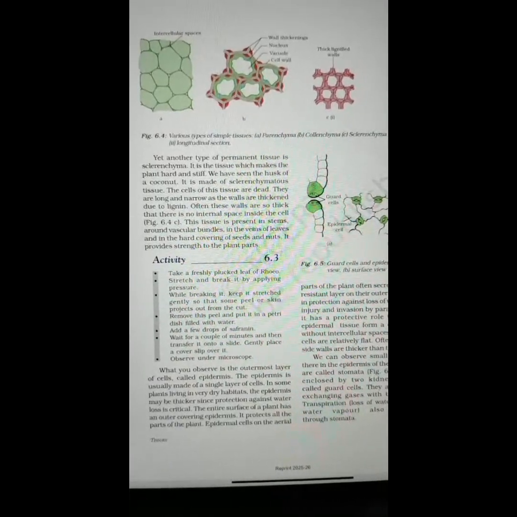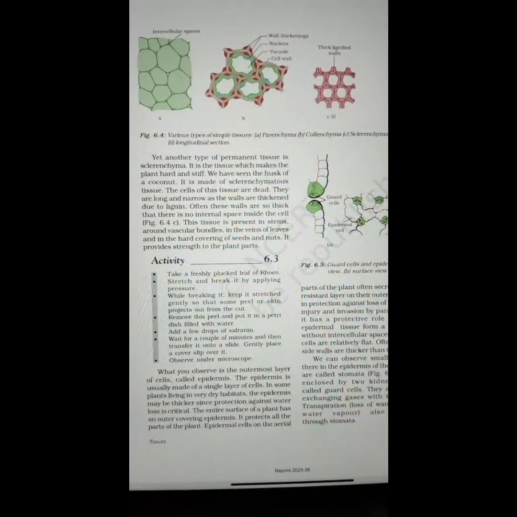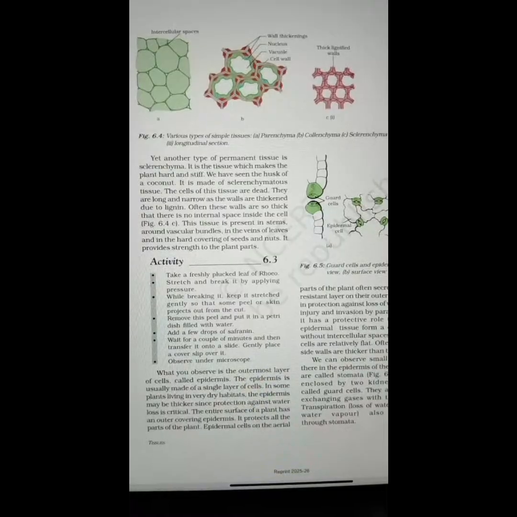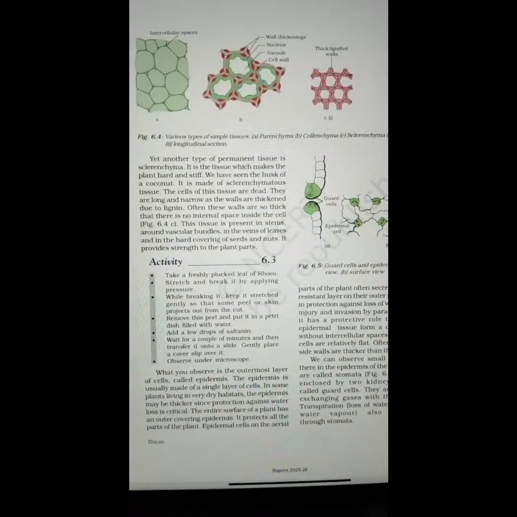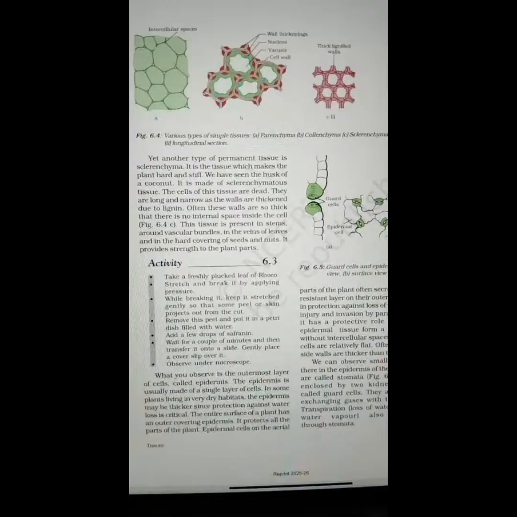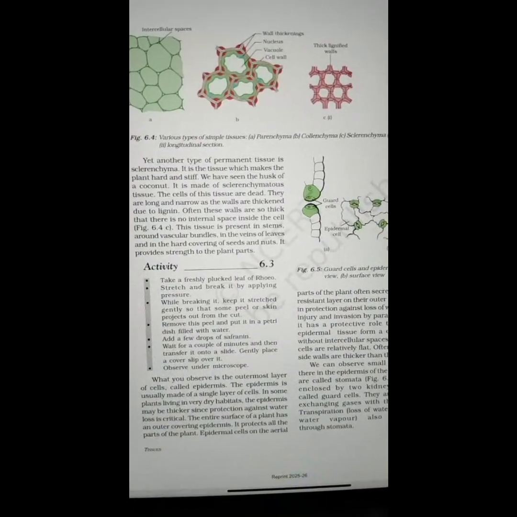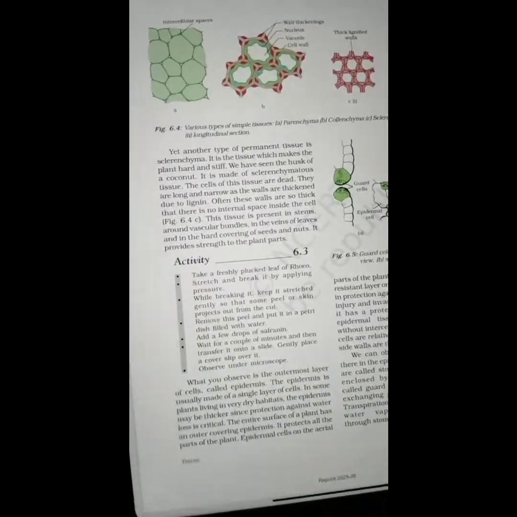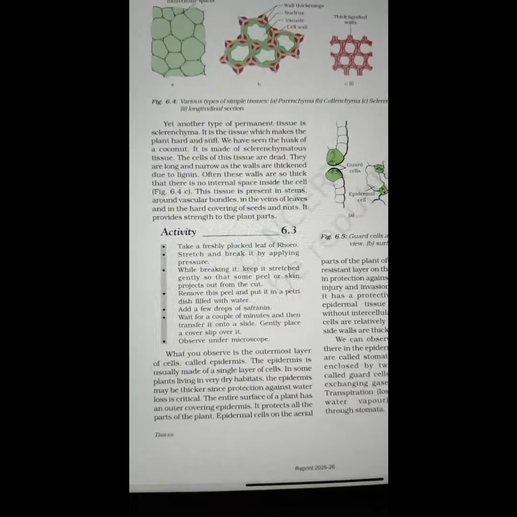Activity 6.3. Take a freshly plucked leaf of Rio. Stretch and break it by applying pressure. While breaking it, keep it stretched gently so that some peel or skin projects out from the cut. Remove this peel and put it in a petri dish filled with water. Add a few drops of saffron. Wait for a couple of minutes and then transfer it onto a slide. Gently place a cover slip over it. Observe under the microscope.